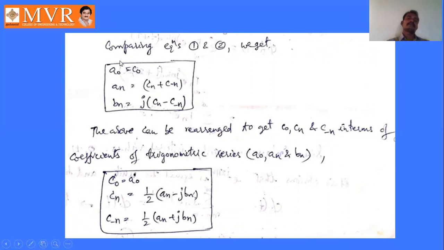Similarly, here we are getting the expressions for cn and c minus n, and c naught in terms of a naught, an, and bn. So this is the relationship between the trigonometric form of Fourier series and the exponential form of Fourier series. Is it clear? Yes, we'll go for the next chapter.